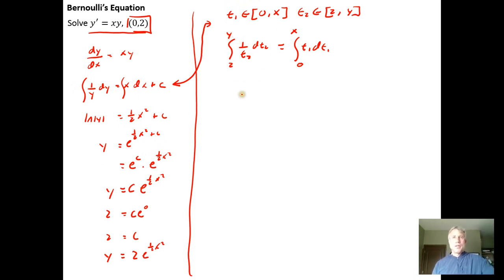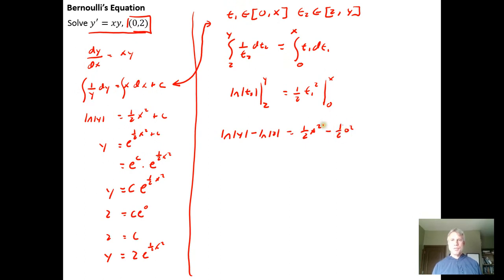I can integrate, so I get the natural log of the absolute value of t sub 2 running from 2 to y, equaling 1/2 t sub 1 squared running from 0 to x. And then we do what we usually do when we integrate. We plug in the limits of integration. So we would get the natural log. We'd replace t sub 2 with the y, minus, and then replace the t sub 2 with the 2. And this equals 1/2 x squared minus 1/2 0 squared.